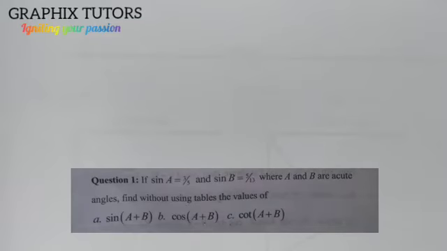Now in the front of the screen there's a question displayed on it, and that question is on the compound angle in trigonometry, right? Now the question goes like this. It says if sine A is equal to 3 over 5 and sine B is equal to 5 over 13, where A and B are acute angles, find without tables the value of sine A plus B, cos A plus B, and cot A plus B. So what you do is, let's take the first one.